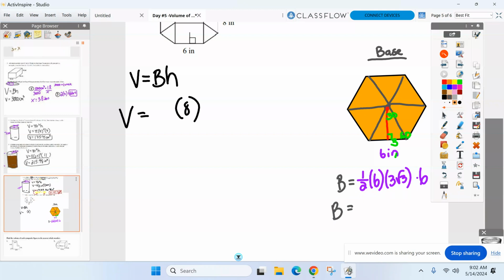What do we have there? 54 radical 3 for the base? Yeah. Or whatever long decimal you got. Don't round it. Multiply it by 8.